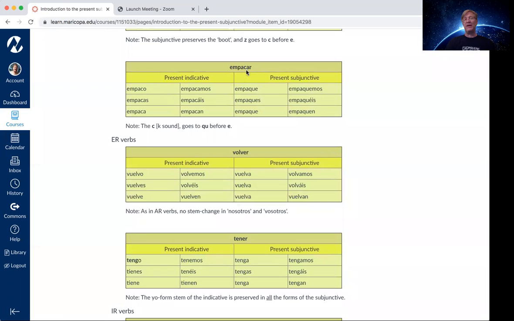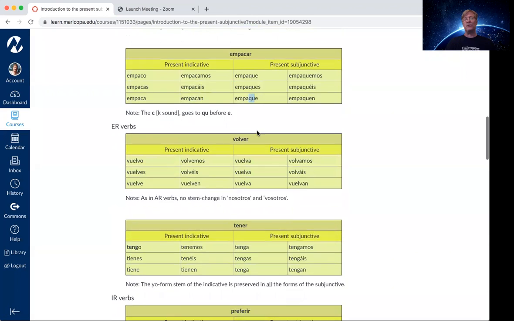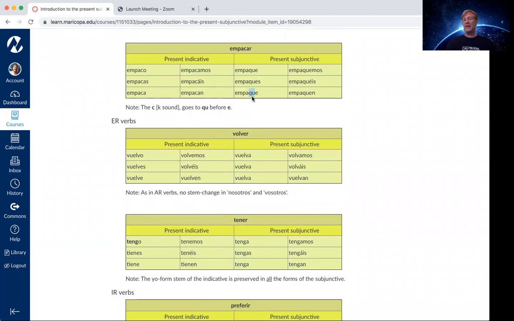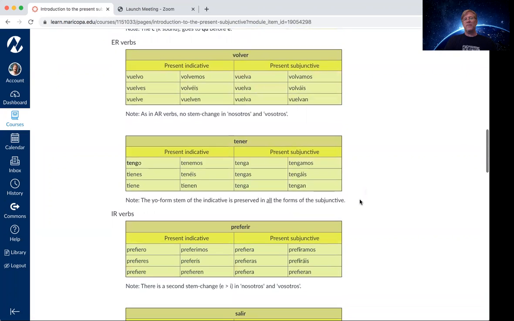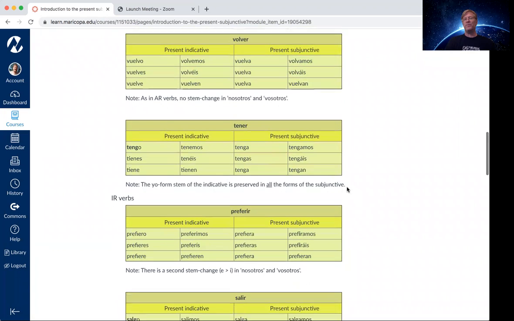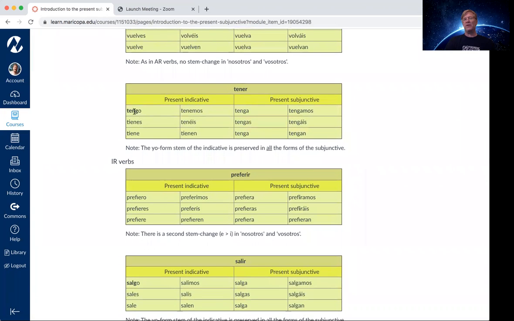Same with empacar. Empaco, empacas, empaca, etc. Empaque, empaques, empaque. So again, we talked about the spelling change in the context of formal commands as well as preterite earlier this semester. And here you see it again. Muy bien. So here you have ER verbs, some ER verbs that have stem changes. Notice that the nosotros and vosotros forms don't have a stem change. Tener, the yo irregular with a G, that G is preserved throughout all 6 forms.